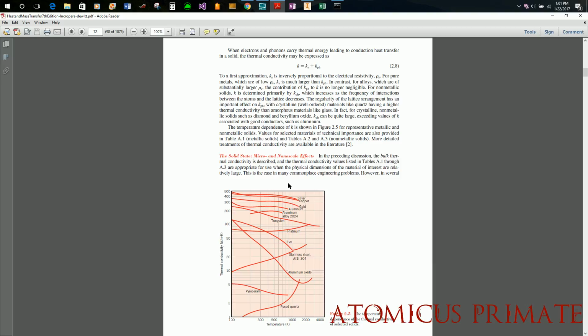The solid state, micro and nanoscale effects. Pop quiz, what's micro? What's nano? All right, 6 and 9, right?